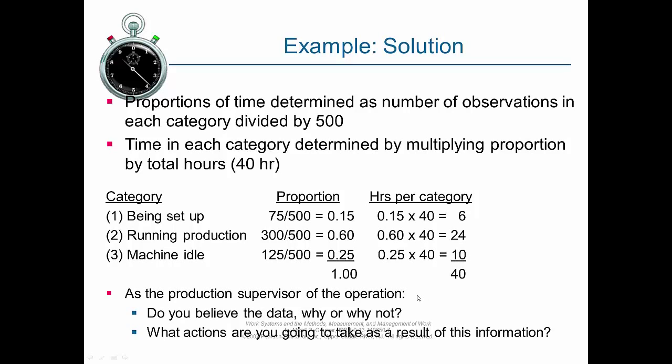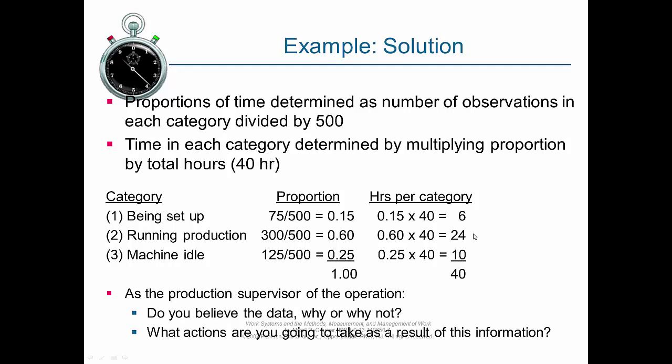So as a production supervisor of the operation, number one, would you believe the data? Why or why not? Again, we had 500 observations over a 1-week time period, and this is what we came up with. As the supervisor of the operation, would you believe that? Why or why not? And how could you work with the supervisor ahead of time, possibly, to make sure that there is going to be buy-in and belief in what the data is telling us? And then also, what action are you going to take as a result of this information?